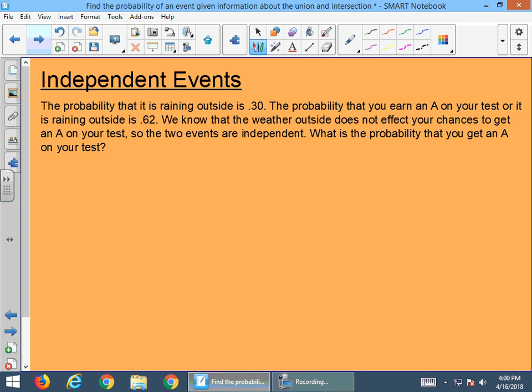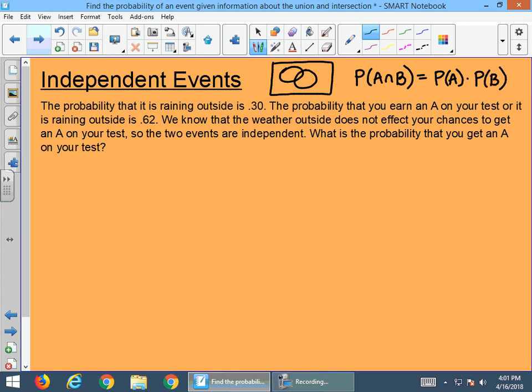This last one is the one that sometimes gets a little tricky, and this is independent events. Now, just so you know, independent events cannot be mutually exclusive. They have to cross over kind of like dependent events do. But one of the things you need to know about independent events, and probably the most important, and this is what separates them from dependent, is that the probability of A and B happening is equal to the probability of A happening times the probability of B happening.